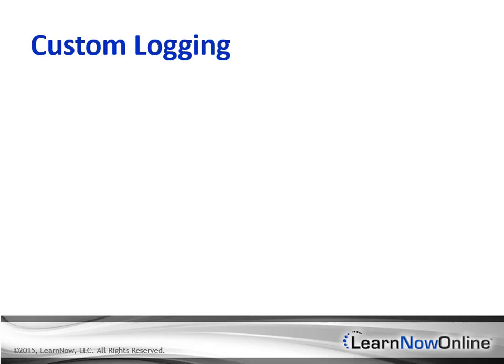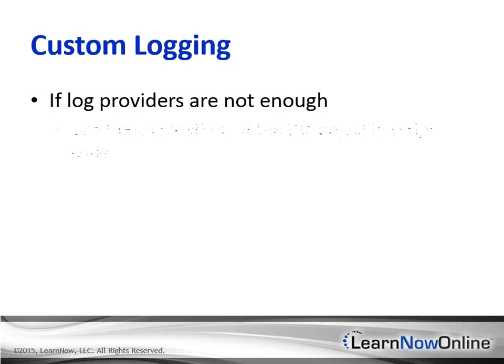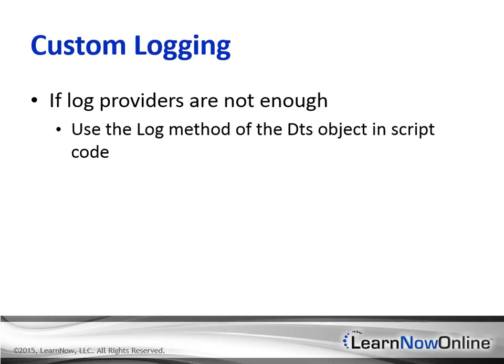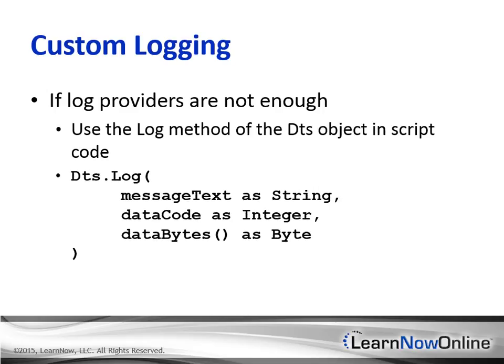And if you find that the different log providers that I've been talking about are not enough, you can use custom logging. The most common way to do this is through the script task. And you can use the log method of the DTS object to extend logging using something like this. Just call the log method, you pass in some sort of message text as a string, data code as an integer, and then any kind of bytes that you want to include as information that's part of that log entry.